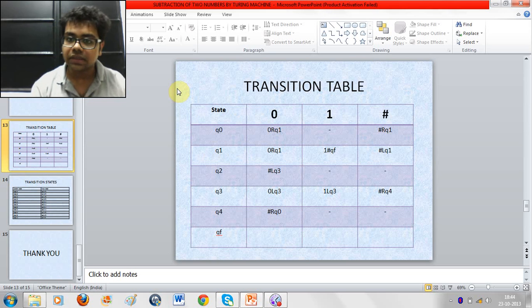Now this is the transition table. From state Q naught, we move with 0 to 0 R Q1, and 1 is nowhere in the picture. Then for the hash, we use hash R Q1, again as we are moving right. Then for Q1 we go as 0 R Q1. For 1, it's 1 hash QF, as we showed in the machine. Then for hash it is hash L Q1. Similarly it goes for all the states, and in the end we reach QF.